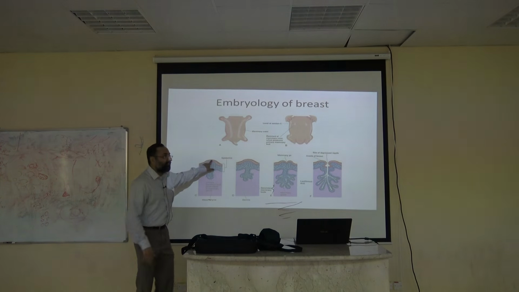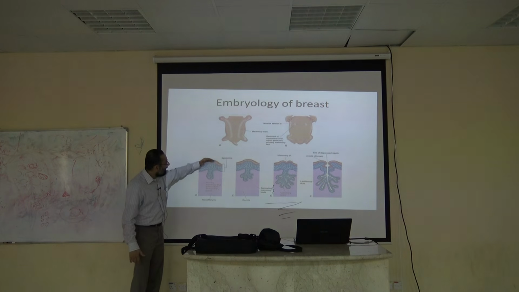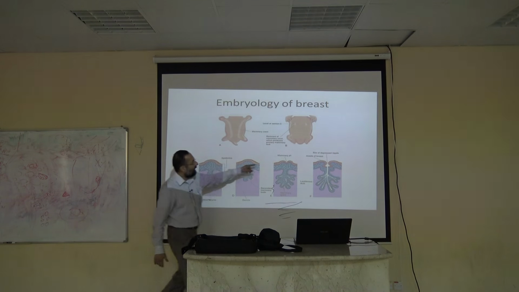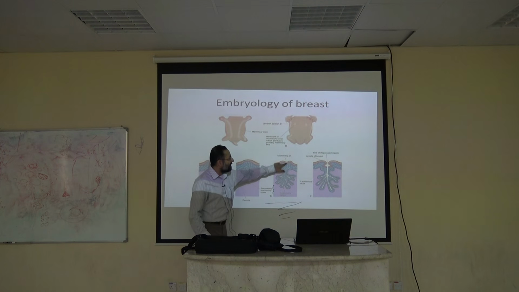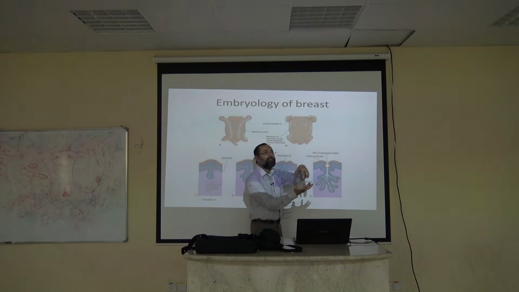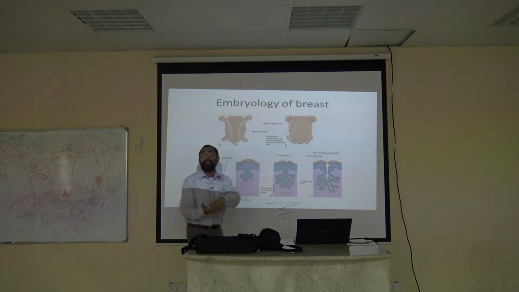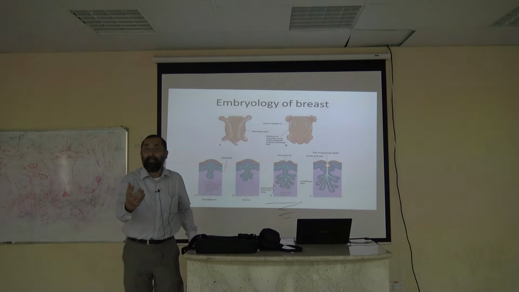Look, the surface epithelium, the surface ectoderm is going inside. There is normal ectoderm moving here, and you will see invagination of the ectoderm, and you will see further development. So it's a fusion of the ectoderm and the mesoderm, and they will form together the mammary gland.